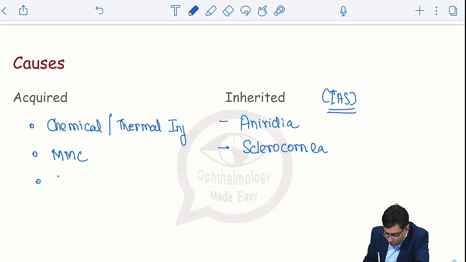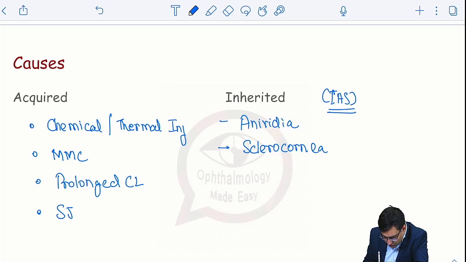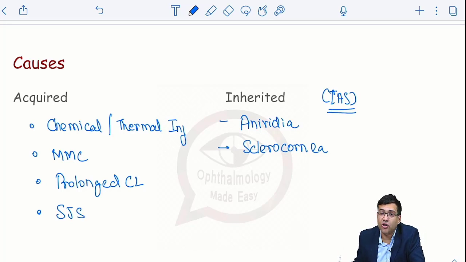Then any prolonged contact lens use. Okay, last but not the least, oculosquamous conditions like Stevens-Johnson syndrome and ocular mucous membrane pemphigoid. Okay, so these all can basically lead to the limbus stem cell deficiency.